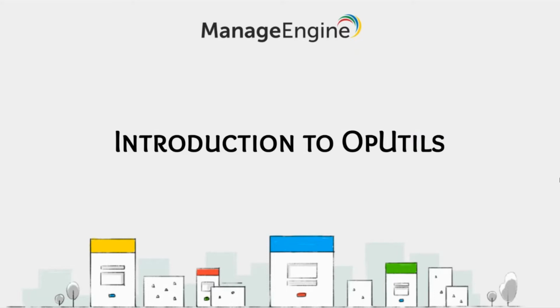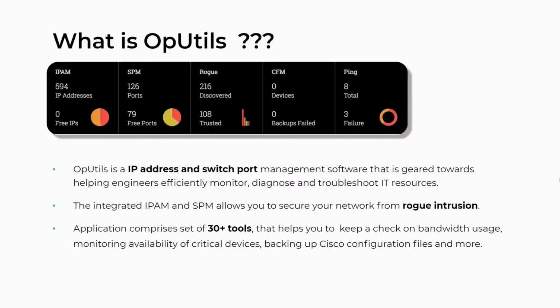So, in order to make this whole process of discovering, monitoring, managing, troubleshooting, and securing your IT resources easier, ManageEngine offers you OpUtils. OpUtils is an IP address and switchboard management software that is geared towards helping engineers efficiently monitor, diagnose, and troubleshoot their IT resources. OpUtils is a tightly integrated product. The IP address manager and switchboard mapper together give you various other capabilities like rogue detection, which helps you secure your network from rogue intrusion. It also comprises a set of more than 30 built-in networking tools that help you keep a check on your bandwidth usage, monitor the availability of your critical devices, back up Cisco configuration files, and more. And we'll be looking into each of these capabilities in our free training today.